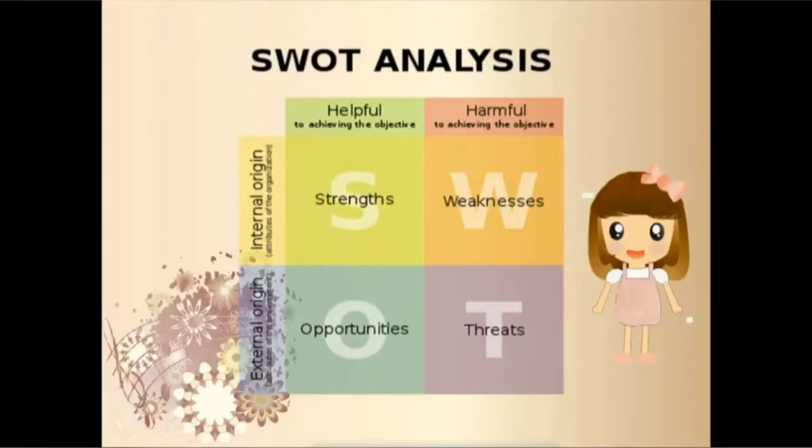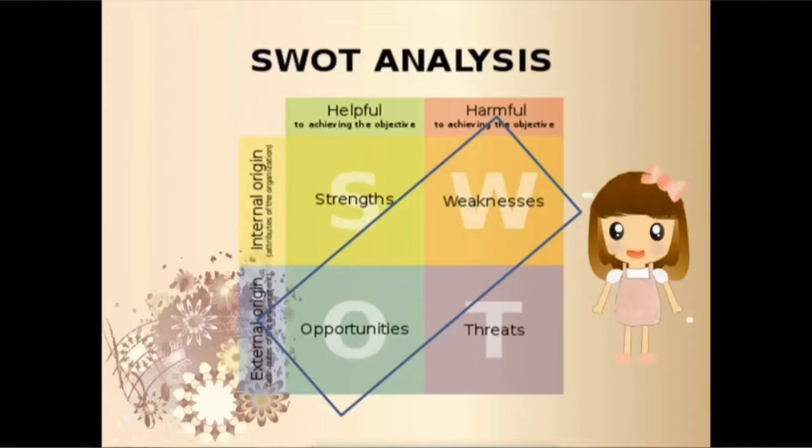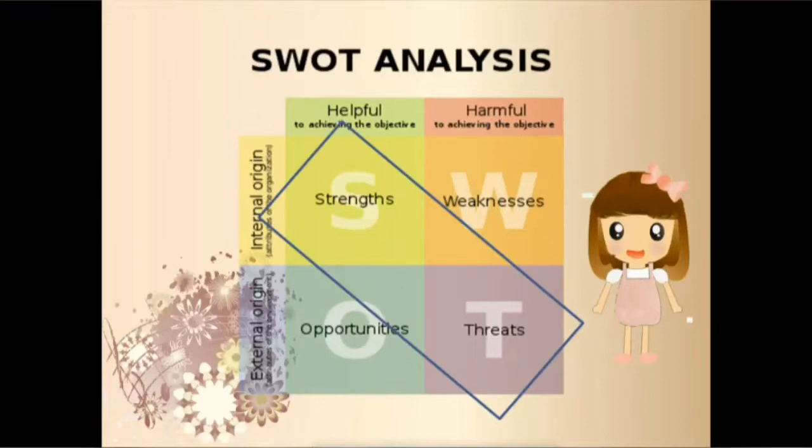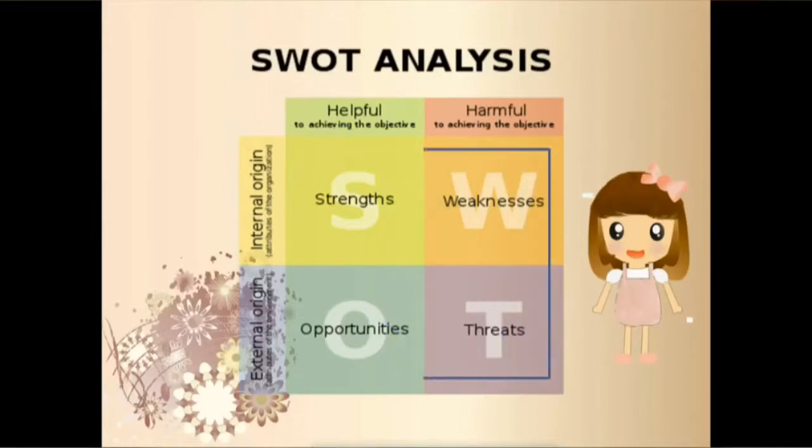The first one is the SO strategies. This uses a firm's internal strengths to take advantage of external opportunities. The next is WO strategies, which aim at improving internal weaknesses by taking advantage of external opportunities. Then, ST strategies, which use a firm's strengths to avoid or reduce the impact of external threats. The last is WT strategies, which are defensive tactics directed at reducing internal weaknesses and avoiding external threats.